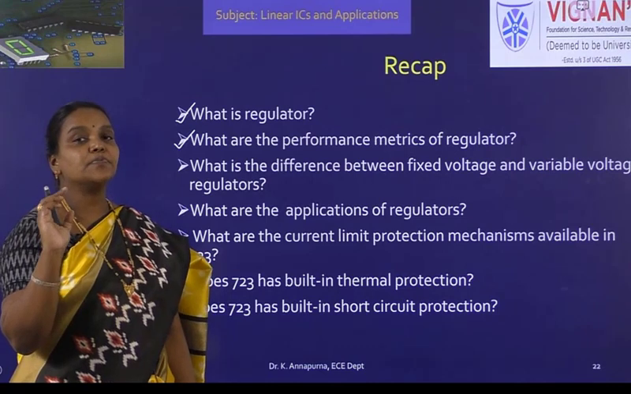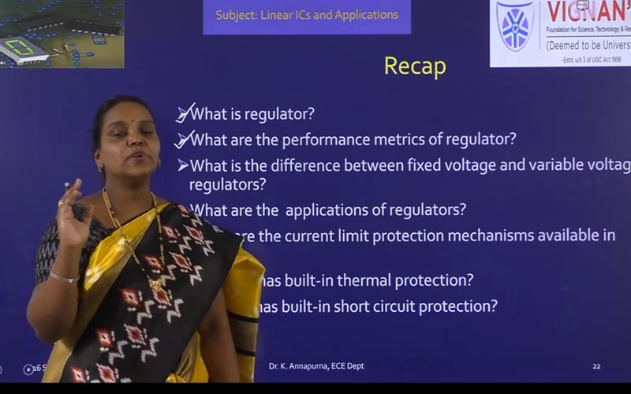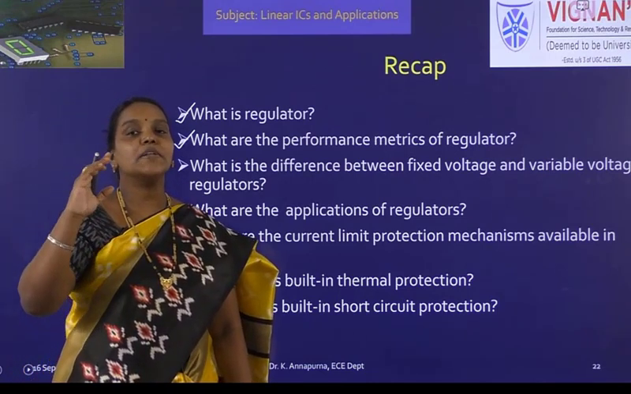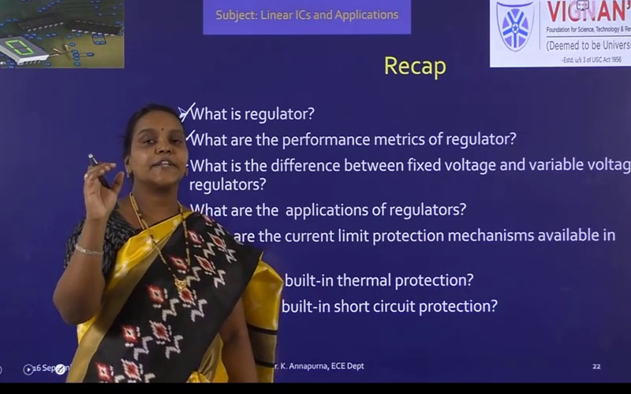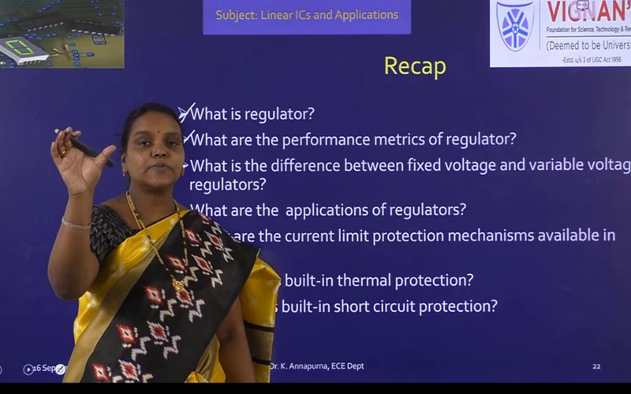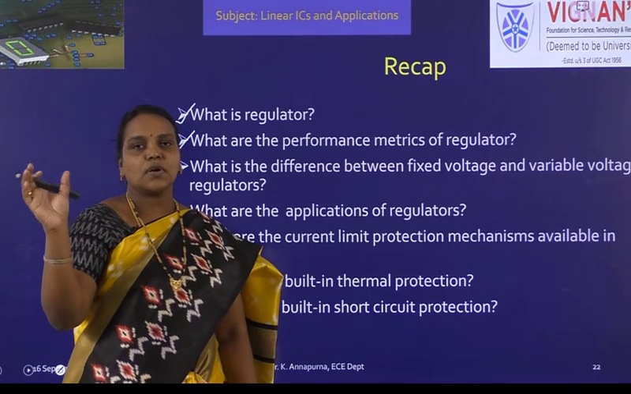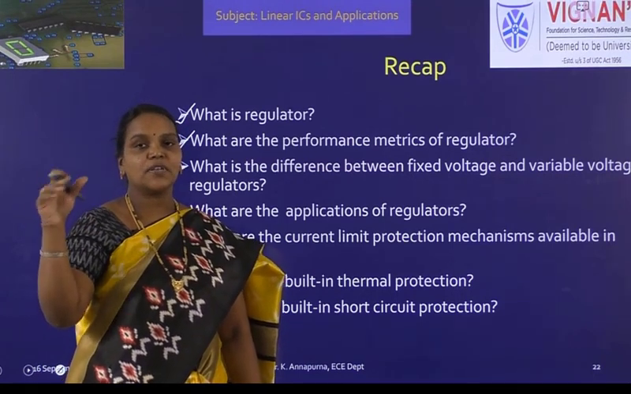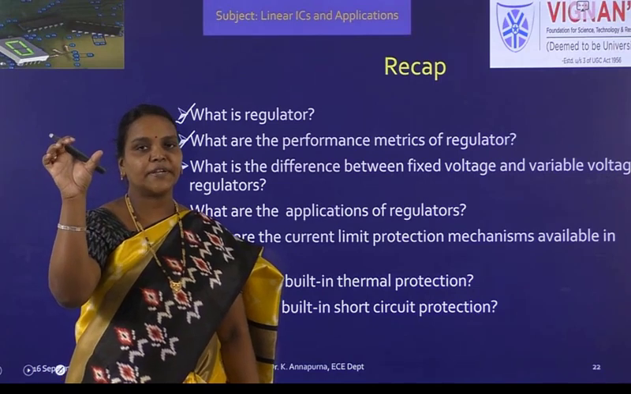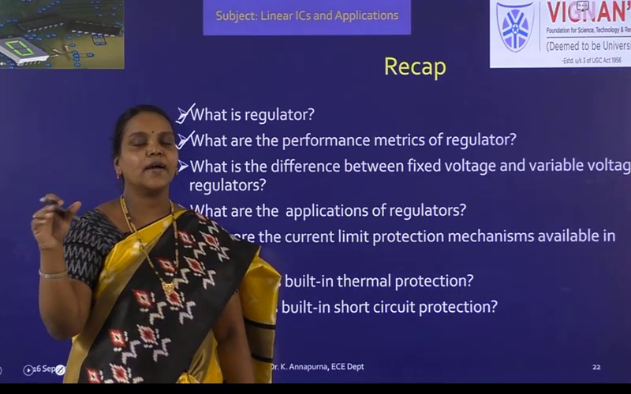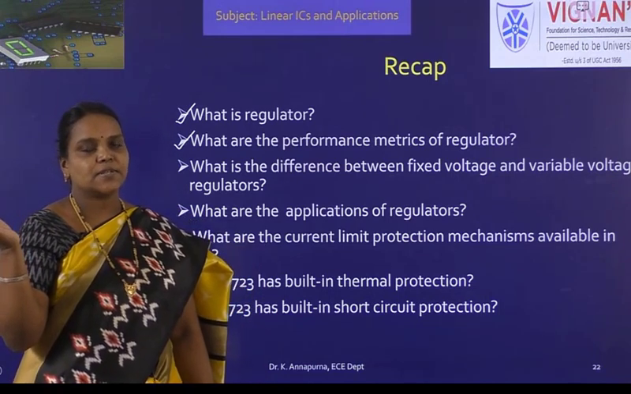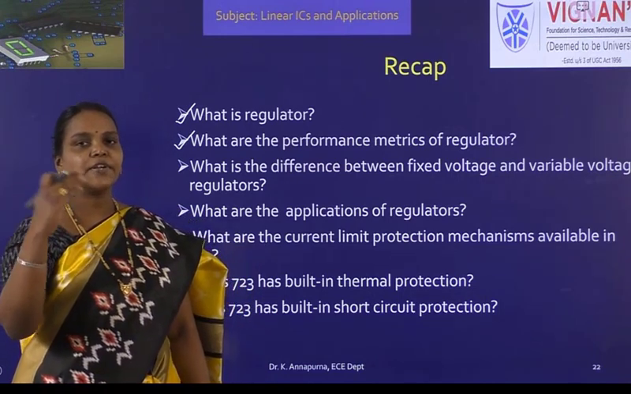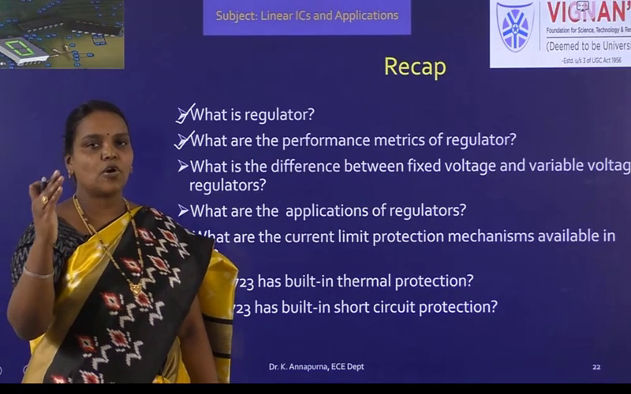And the next one is ripple rejection ratio. Ripple rejection ratio means how much it is able to reject the ripples. It is defined as the ratio of input ripples to output ripples. So its value should be high, because input ripples is in the numerator. Generally it is expressed in decibels. That is, this ratio will be converted into a logarithmic scale, 20 log of this.